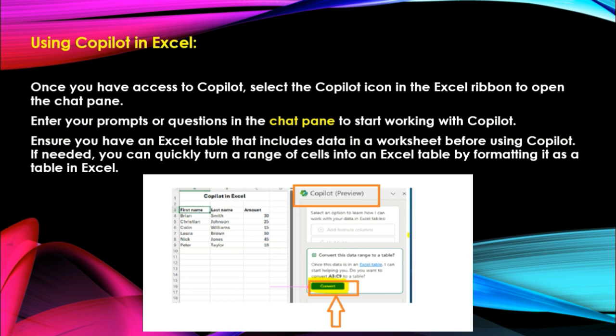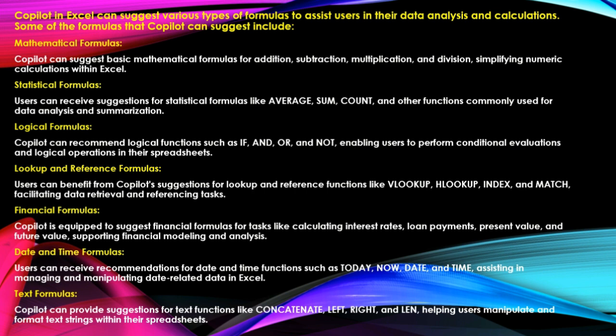Ensure you have an Excel table that includes data in a worksheet before using Copilot. If needed, you can quickly turn a range of cells into an Excel table by formatting it as a table in Excel. Copilot in Excel can suggest various types of formulas to assist users in their data analysis and calculations.